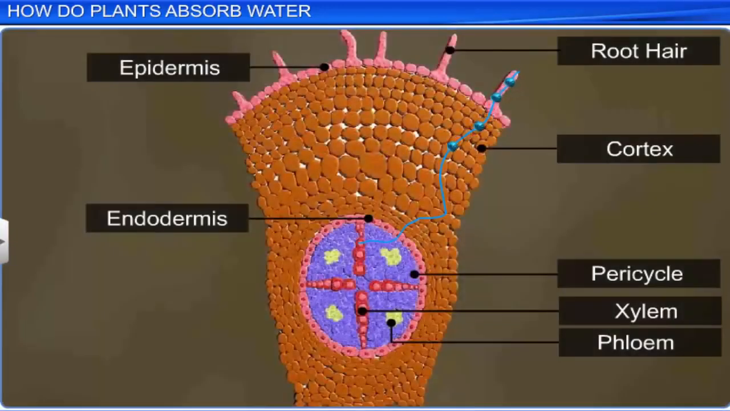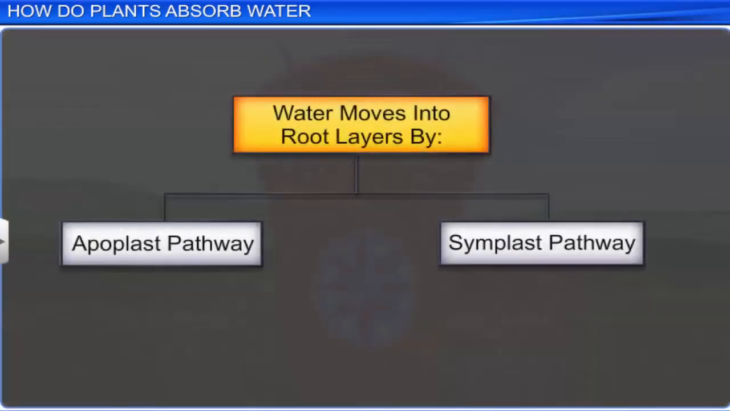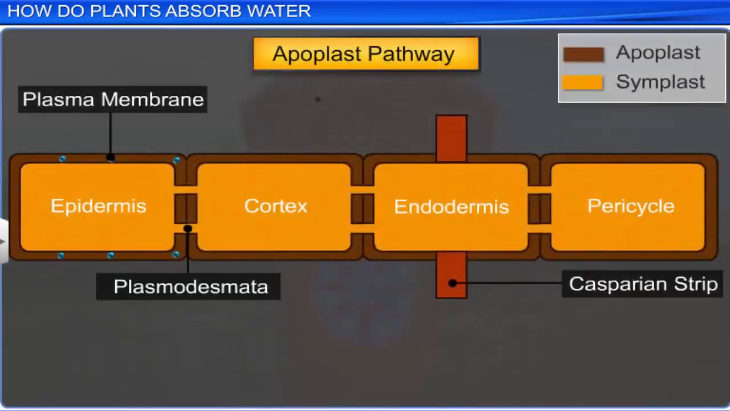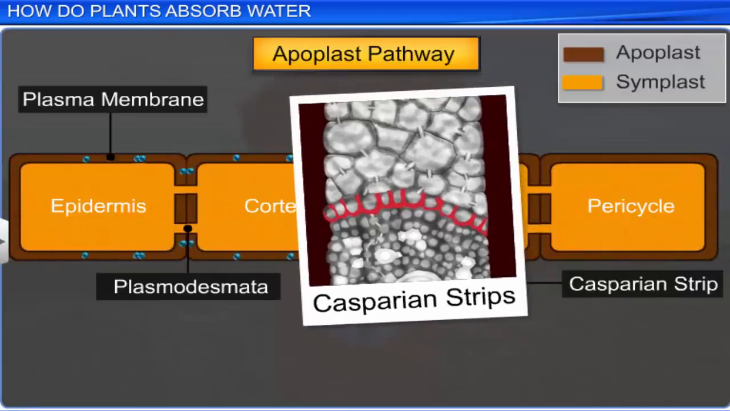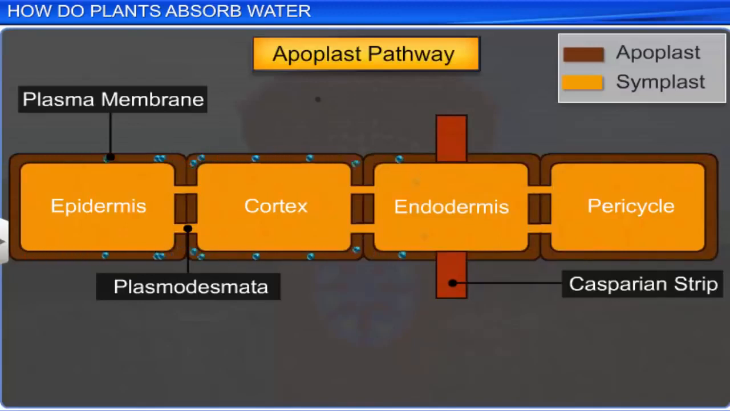After water is absorbed, it moves deeper into the root layers by one of two pathways, apoplast and symplast. Apoplast is a continuous system of adjacent cell walls in a plant, interrupted only by waxy, suberized Casparian strips in the root endodermis. So apoplastic movement of water occurs through intercellular spaces and permeable cell walls.